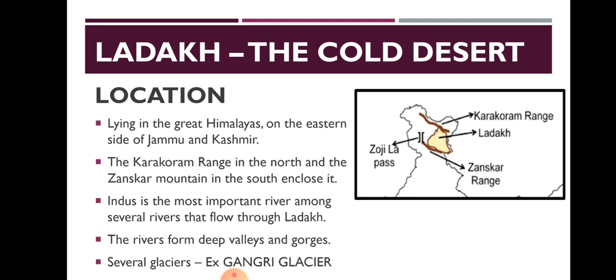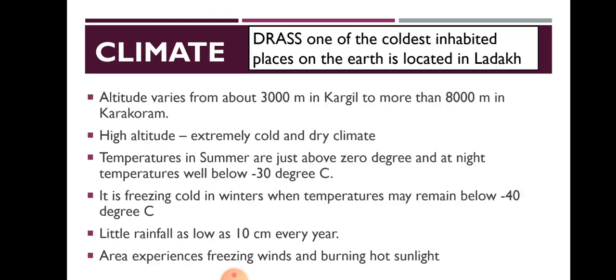Now, the cold desert, Ladakh. It's located in the Greater Himalayas on the eastern side of Jammu and Kashmir. The Karakoram Range in the north and the Zanskar Mountain in the south enclose it. Indus is the most important river among several rivers that flow through Ladakh. The river forms deep valleys and gorges. Several glaciers, for example Gangri Glacier, are also located in the region.